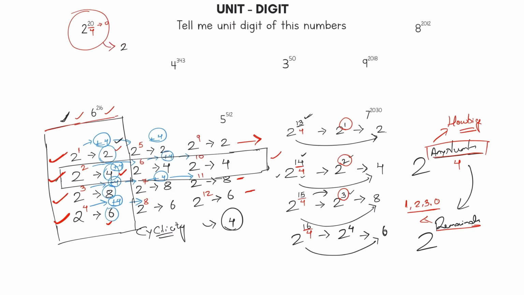2 raised to 4, right? This is equivalent to 2 raised to 4. 2 raised to 4 ends in a 6. So 2 raised to 20 will also end in a 6. And I got my answer. So the unit digit of 2 raised to 20 is 6.